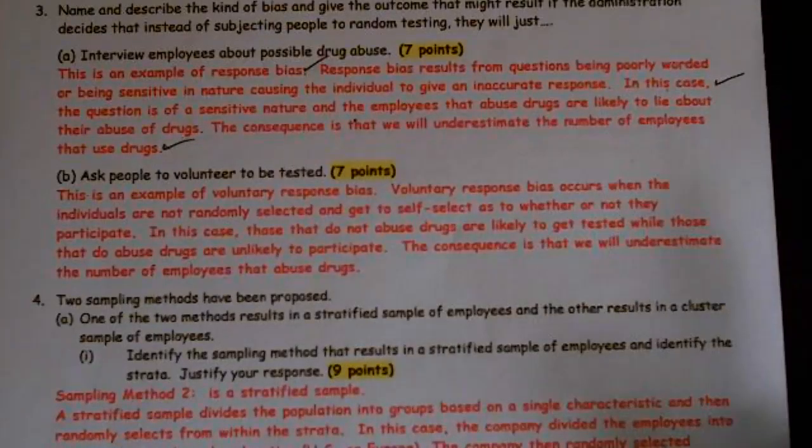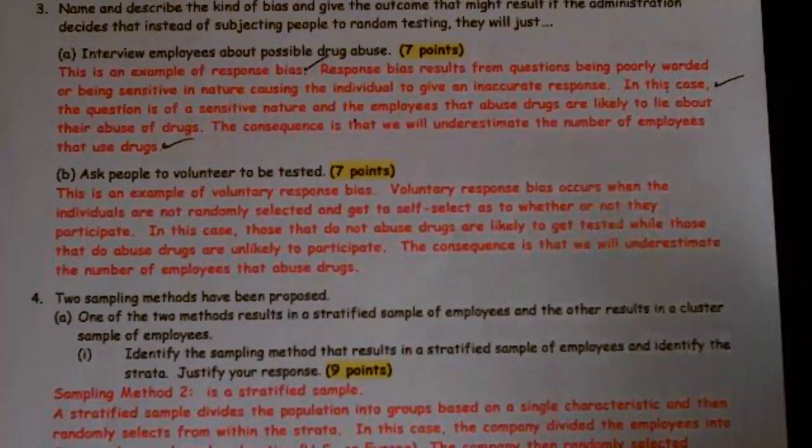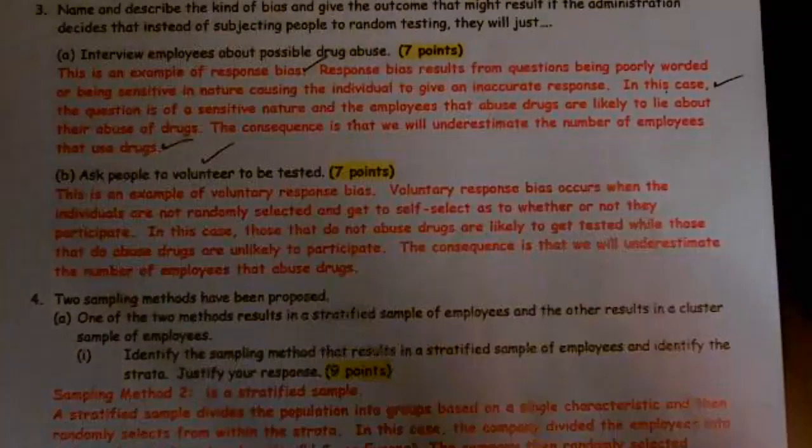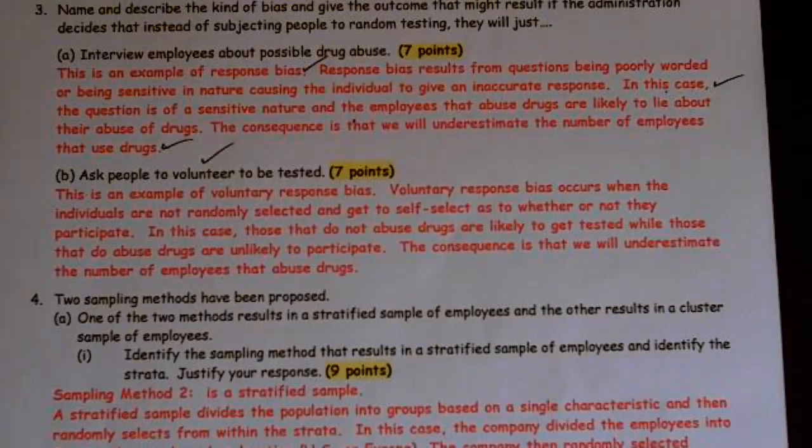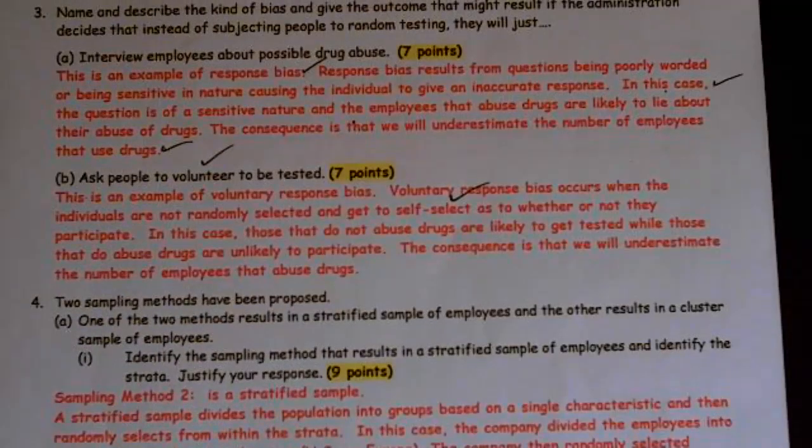Next, we could ask people to volunteer to be tested. We weren't trying to be tricky, but if it's volunteer, we're working at voluntary response bias, all right? In voluntary response bias, when the individuals are not randomly selected, we get to self-select as to whether or not they participate. Now, you didn't have to use the word self-select, but voluntary, when we did not select them.